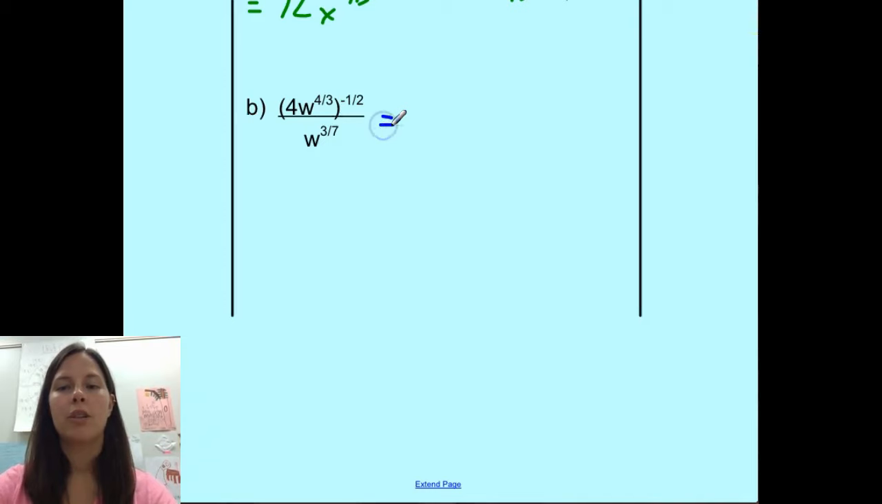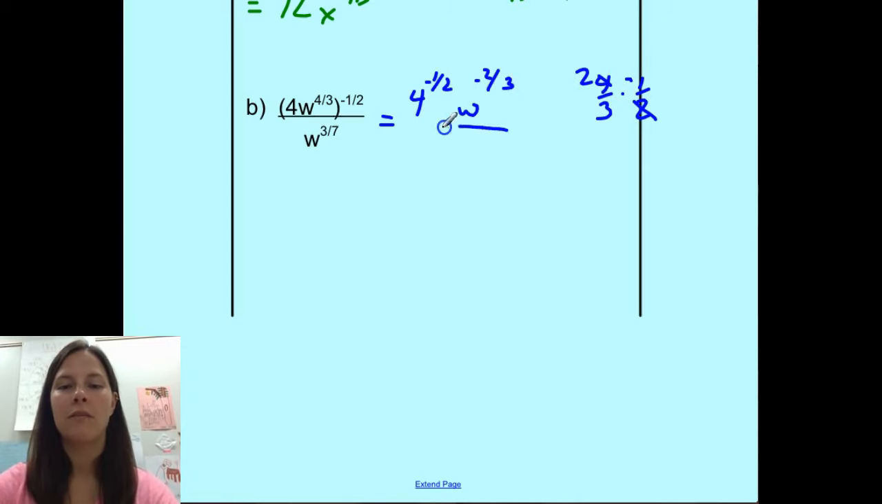Example B, we're going to distribute that power, that negative 1/2 power in the numerator, and then we'll simplify with that w in the denominator. 4 to the negative 1/2 power, we're going to evaluate that in a minute, and then our power of a power rule is multiply 4/3 times 1/2 times negative 1/2. I like to cancel before I multiply. 2 goes into 4 twice, so we have negative 2/3 as the simplest form of our power over w to the 3/7.